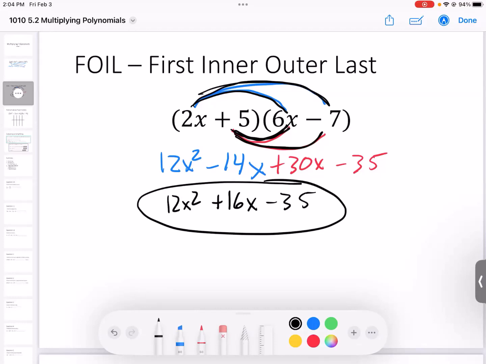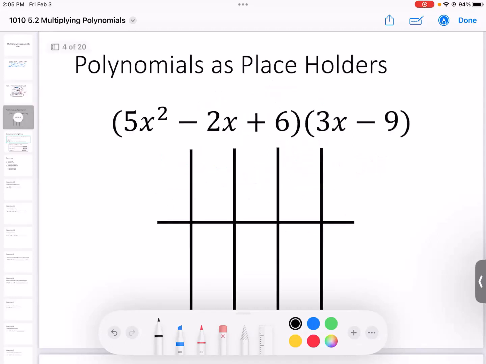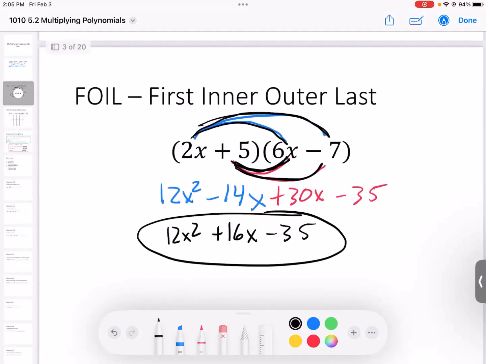So FOIL is helpful if you have 2 binomials and you like the algorithm, but basically what it's having you do is just remember to distribute everything to all of the terms. And it's not very helpful when you have a problem like this one, because in this one, it's like, well, which one's the inner one? Which one's the outer one? And you actually have more steps than just doing 4 things. So I don't personally like using FOIL because it only applies if you have 2 binomials, but if you have polynomials with more terms, then it doesn't work in those situations.